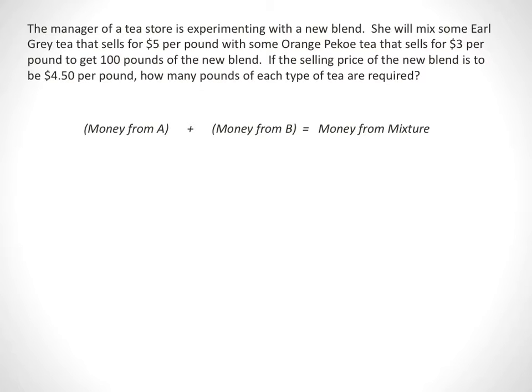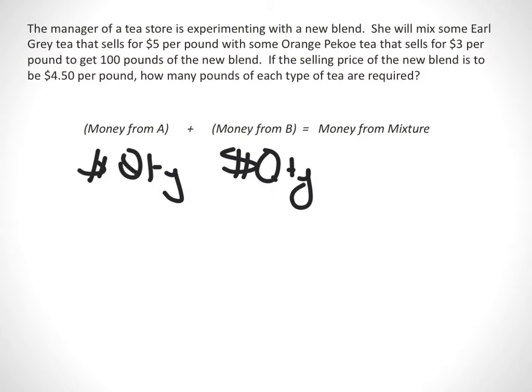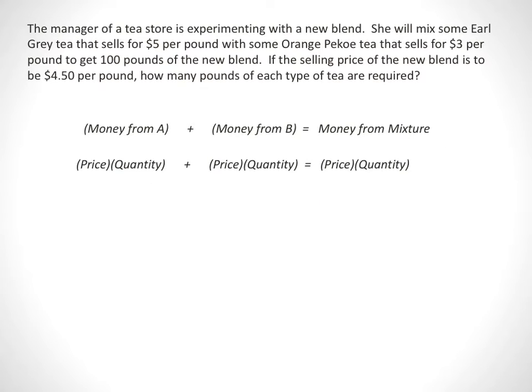So we're going to get the money from A, which is going to be, remember, the money times the quantity. Money from B, however much per pound it is, times the quantity. And the money for the mixture is going to be however much per pound times the quantity. So here it is typed for you so you can read it a little better, price times quantity. So we can go ahead and fill those in.